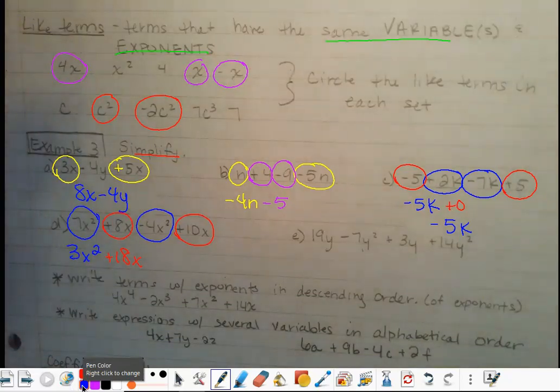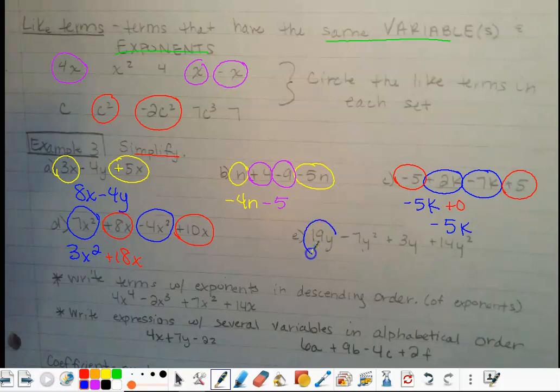We've got 19y minus 7y squared plus 3y minus 14y squared. All right, so if we start with the first one, 19y, do we have any like terms with y? Yes, a positive 3y, good. So 19y plus 3y is 22y. And then we have a negative 7y squared and a positive 14y squared. So negative 7 plus 14 is going to give me a positive 7y squared. Excellent.